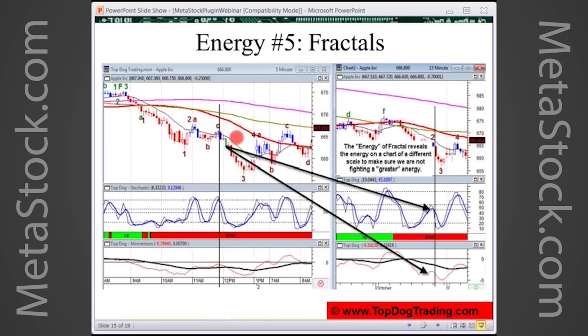It's actually a triangle, and on triangles, momentum comes out of the market a bit, but we want it to still be below zero for a short. Then what we do is we look over here. And the energy of fractals reveals the energy on a chart of a different scale, in this case a 15-minute chart, to make sure we are not fighting a greater energy.